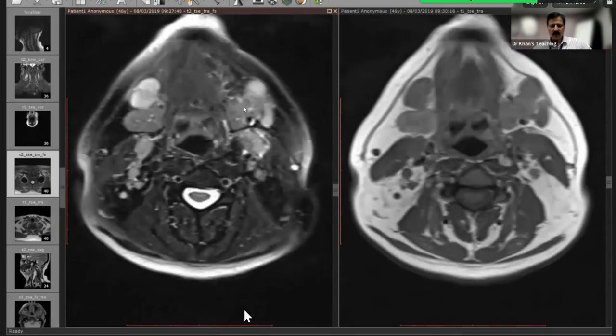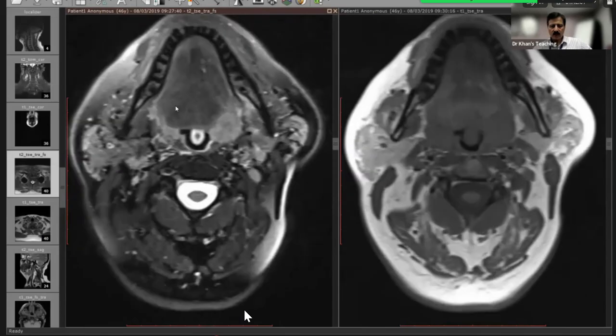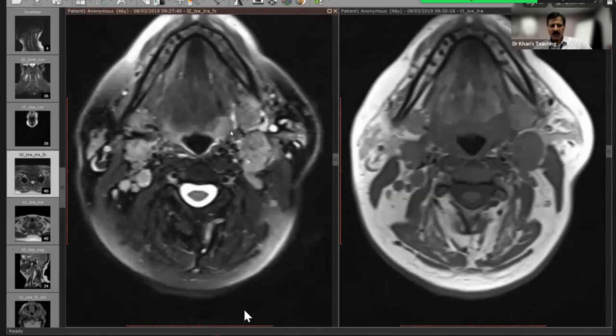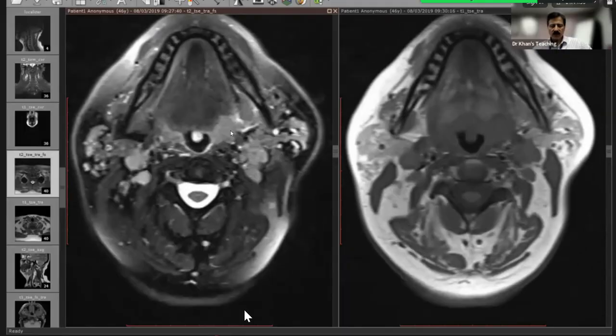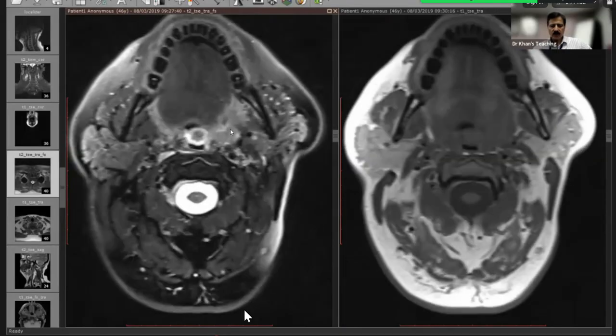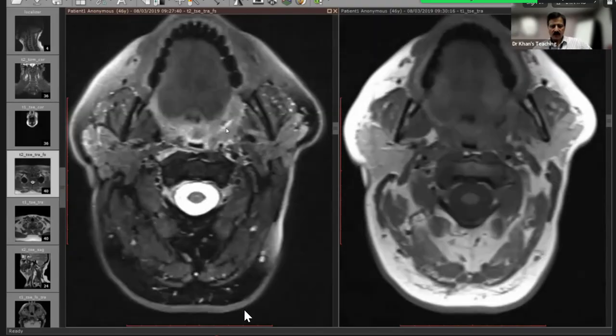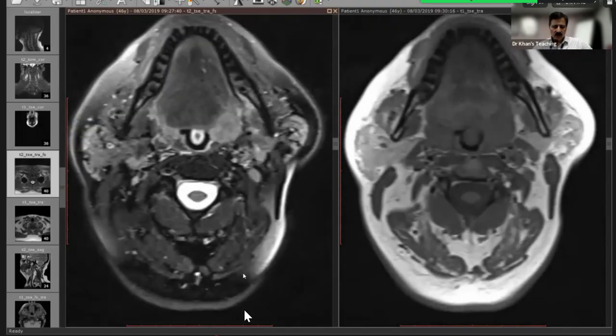Level 1 nodes we will cover next time. But you can see all of these are abnormal. So this is oropharyngeal carcinoma, which arises from the tonsil and then invades the surrounding structures like this.